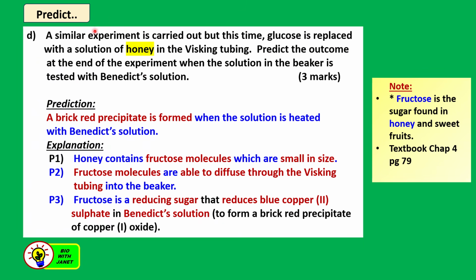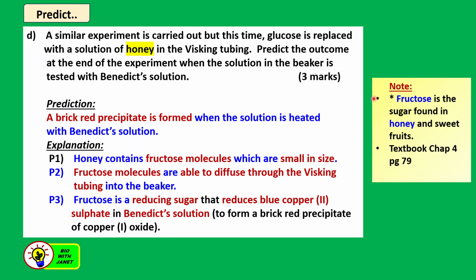Now, let's go on to the prediction question. A similar experiment is carried out, but this time glucose is placed with a solution of honey in a Visking tubing. Predict the outcome at the end of the experiment when the solution in the beaker is tested with Benedict's solution. So the glucose in the Visking tubing is replaced with a solution of honey. What happens? Can you try to predict the outcome?